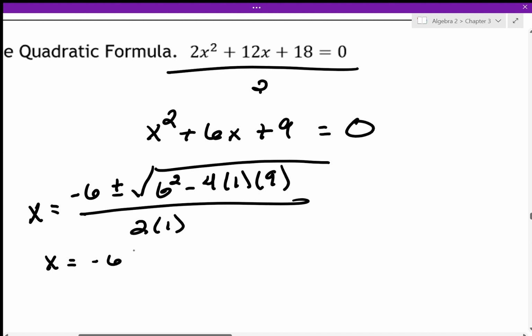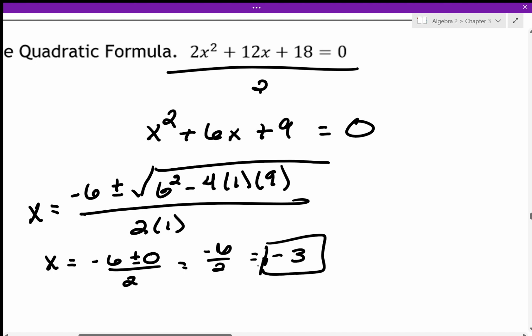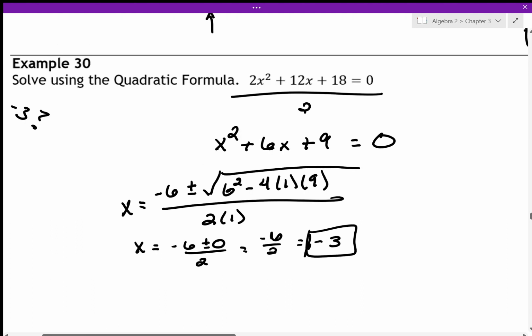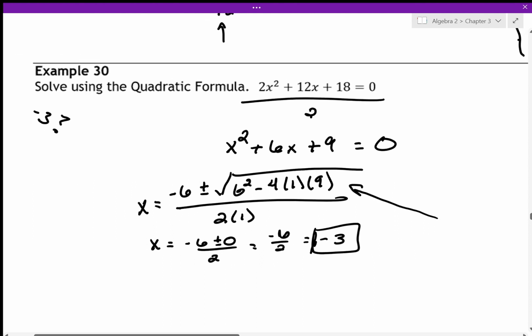And we get negative 6 plus or minus 0 over 2. Well, plus or minus 0, that's a nonsense statement, right? It's just 0. So negative 6 halved, which gives me negative 3. And that's going to be our answer. The value in doing that problem, I wasn't going to do it, but I realized that this discriminant gives us a 0. So that was a little bit different than any other problem that we did.